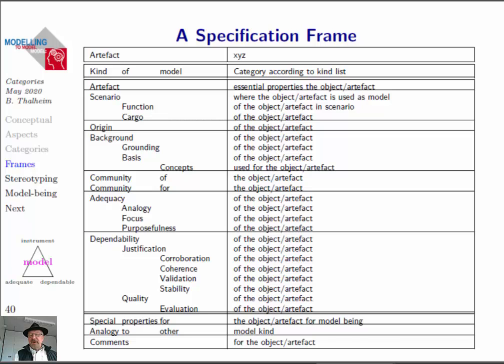Then we can describe the model properties, adequacy and dependability, with the classical frame we have been using all the time. And we can add specific properties for the artifact and the object for the model being. We can also describe analogies and maybe give some additional comments. This would be a pretty nice and simple interface to describe the model being of an object, an artifact, a thought.